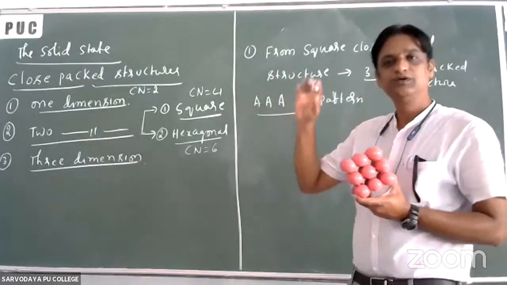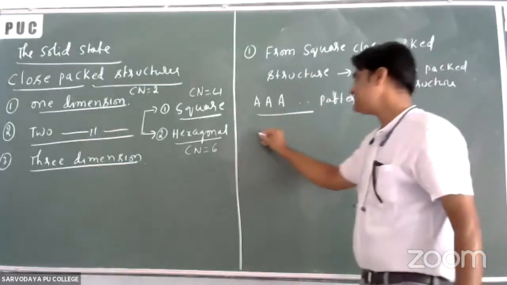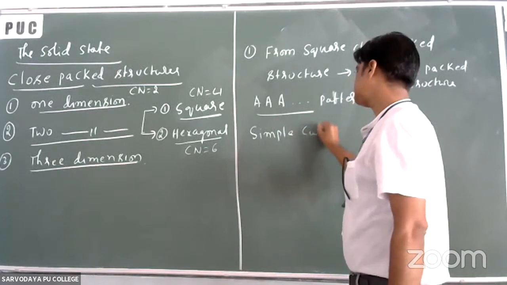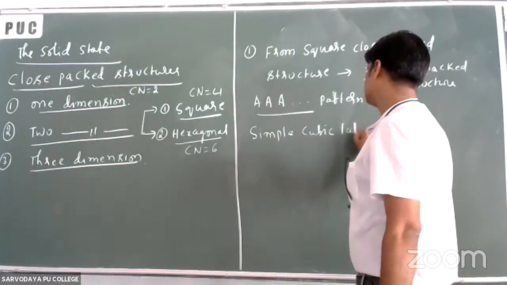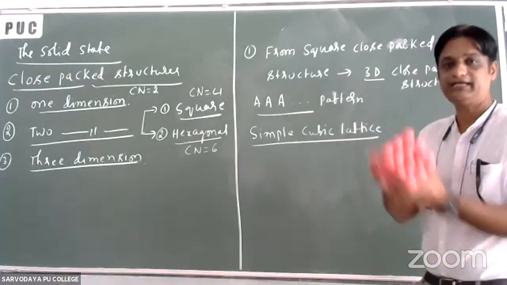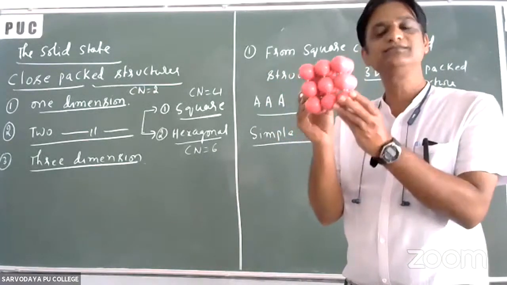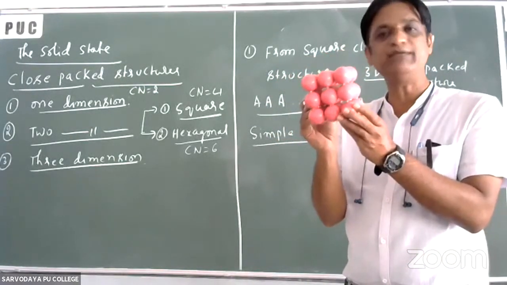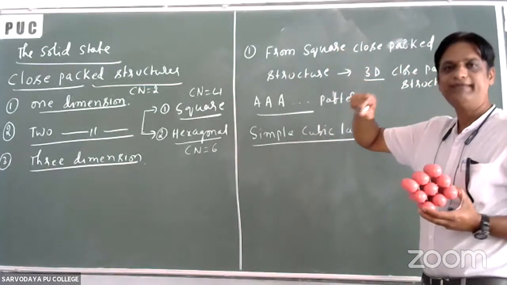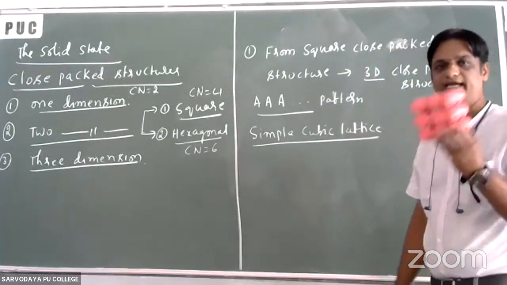Here you can see the three-dimensional arrangement of particles which is obtained by taking the layers of square close packed structure in two dimension, one above the other. We get a simple cubic lattice. This is the simple cubic lattice, a three-dimensional arrangement which is obtained when many layers of square close packed structures are arranged one above the other.